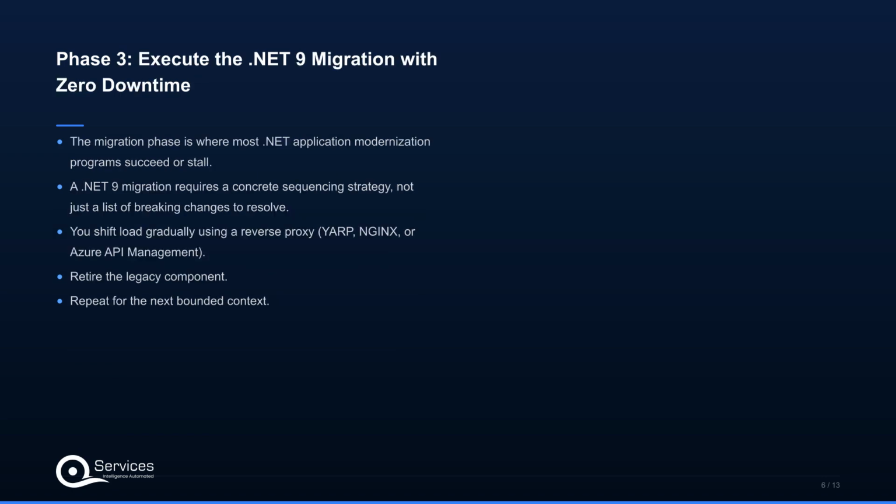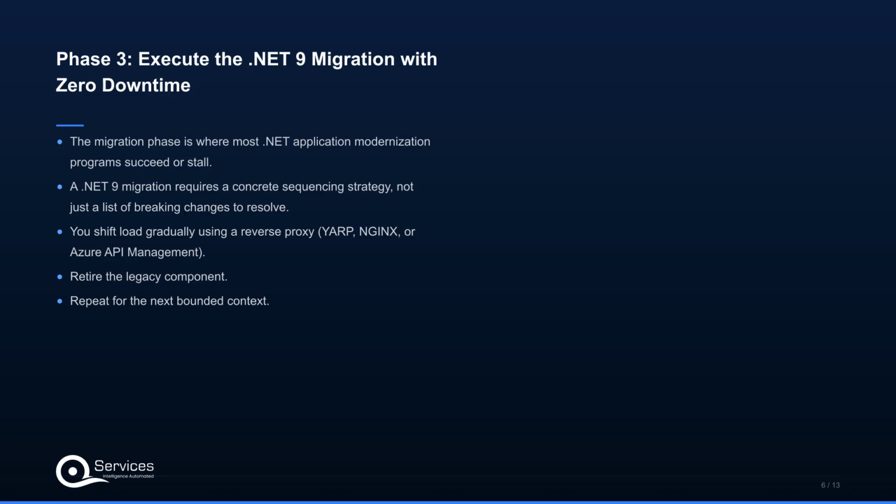Now, Phase 3, execute the .NET 9 migration with zero downtime. The migration phase is where most .NET application modernization programs succeed or stall. A .NET 9 migration requires a concrete sequencing strategy, not just a list of breaking changes to resolve. The strangler fig pattern works by routing new traffic through new .NET 9 components while legacy .NET Framework components continue serving existing traffic. You shift load gradually using a reverse proxy.